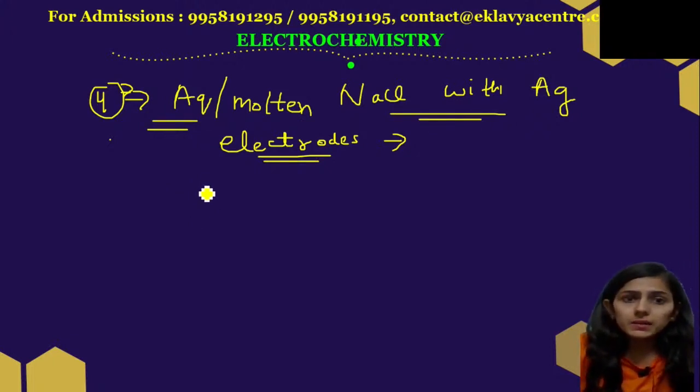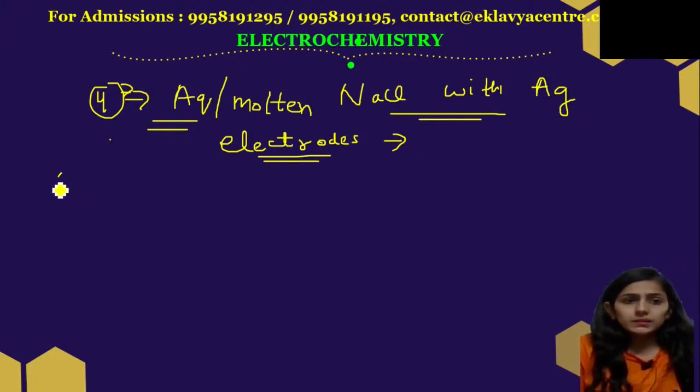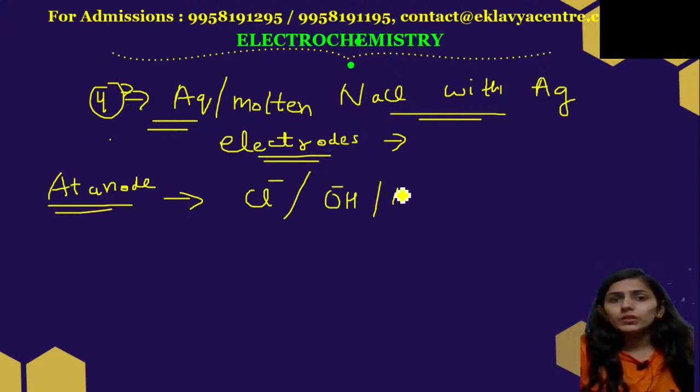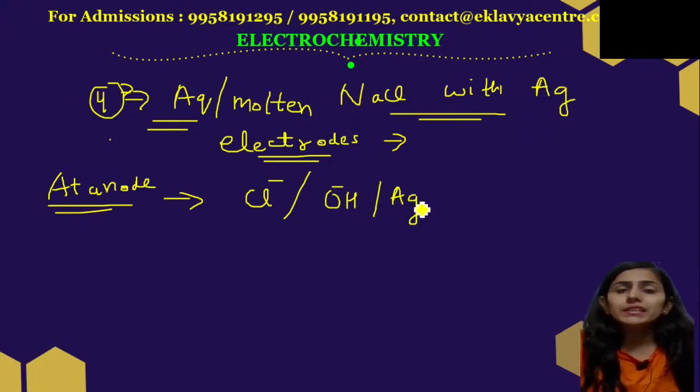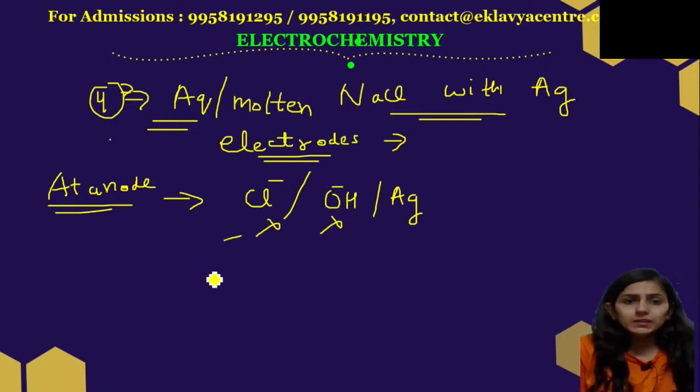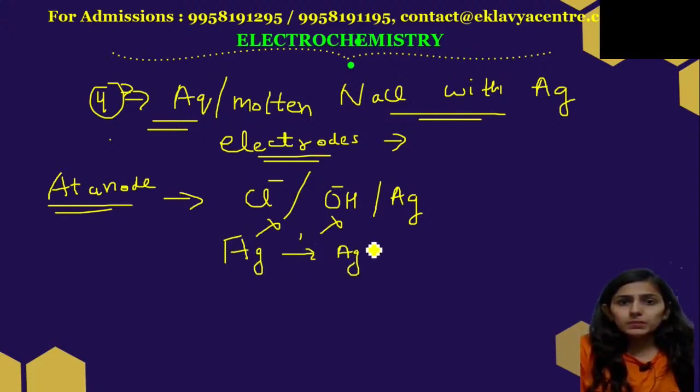Now what happens here is, in this case, this is a very special case. See, at anode we have active metal. So what happens? Either Cl minus, OH minus, or the oxidation of Ag will take place. And we know that the SRP value of Ag is low. So therefore the oxidation of Ag will take place, right? Ag gives us Ag plus plus electron, right?